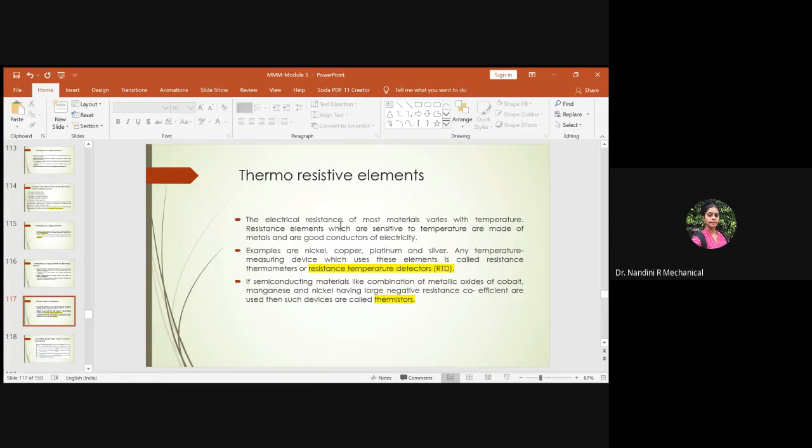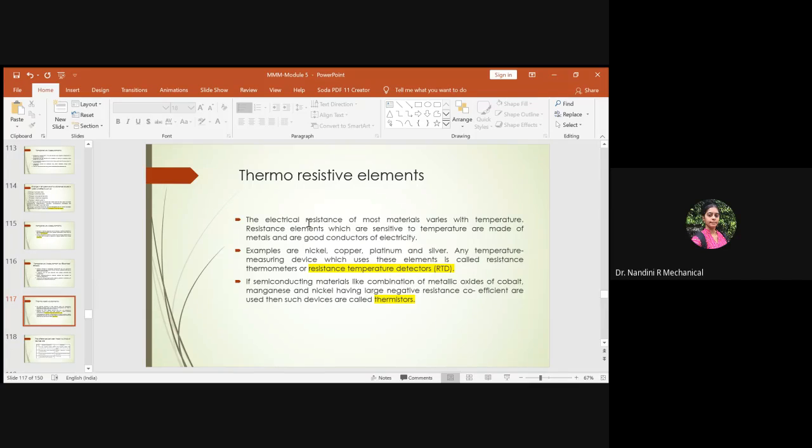The electrical resistance of most materials varies with temperature, so that everyone knows. Depending upon the temperature, the electrical resistance of the material will keep on varying. It could vary linearly or non-linearly, depending upon which type of resistive element you are using.